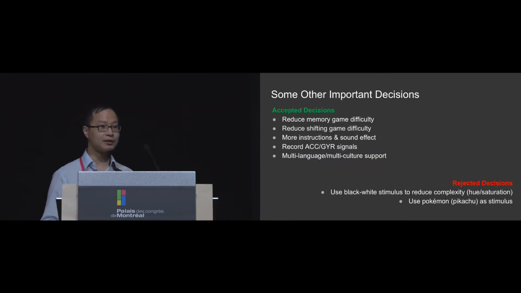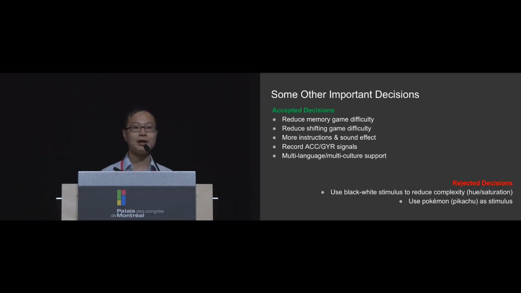And there are many other decisions I made along the way. For instance, we reduced the game difficulty, particularly for the memory game and the shifting game. And we added more instructions and sound effects to the game. And we began to record accelerometer and gyroscope data in early 2017. And we included multi-language support. And we also rejected some other ideas.